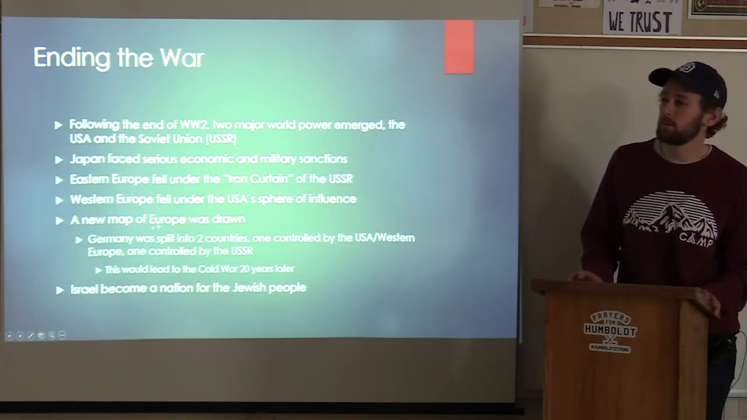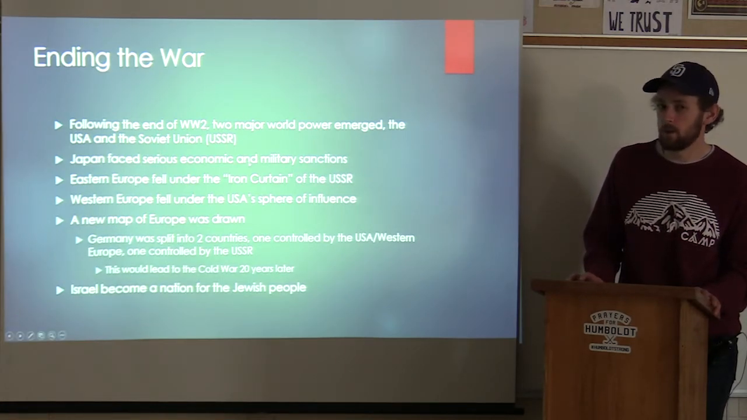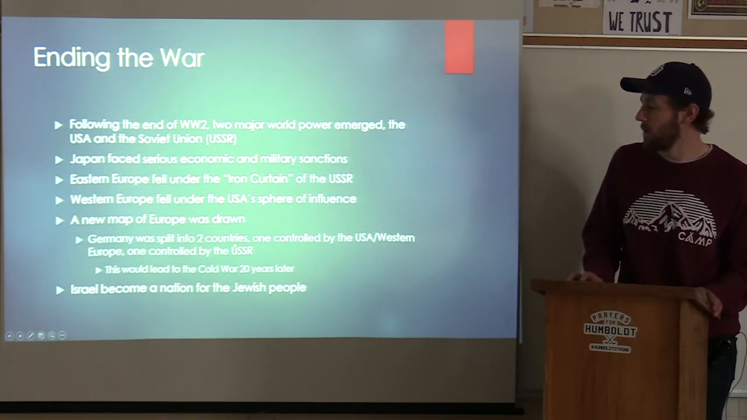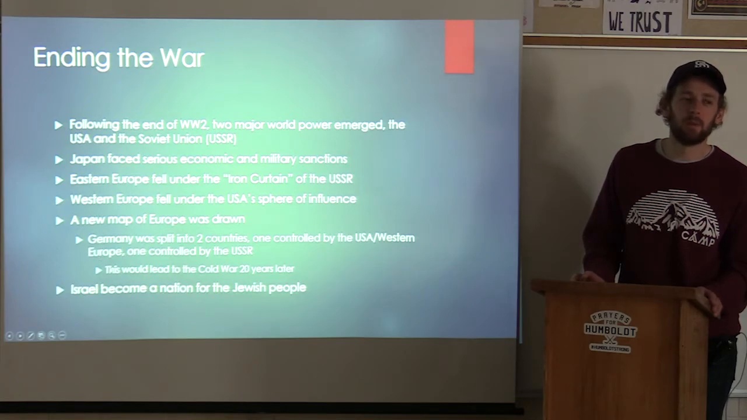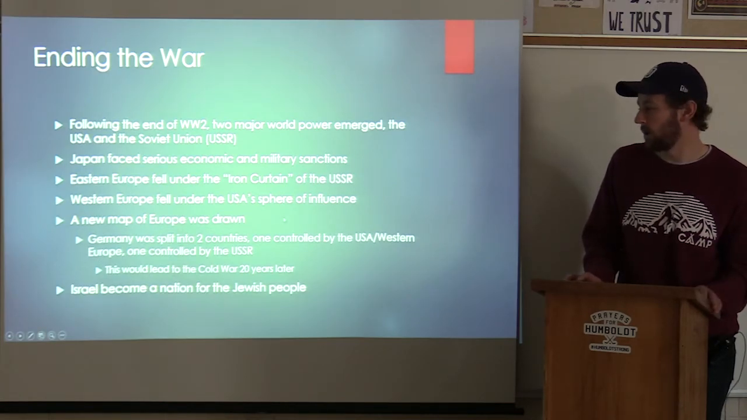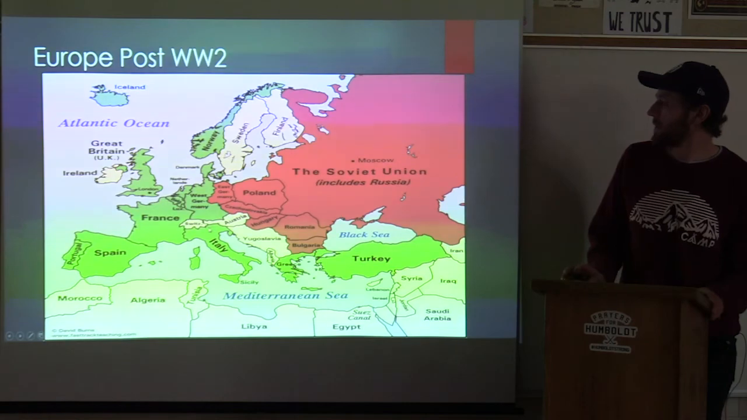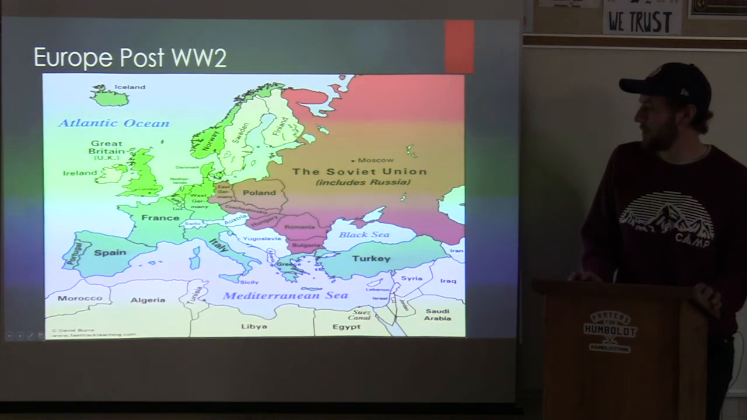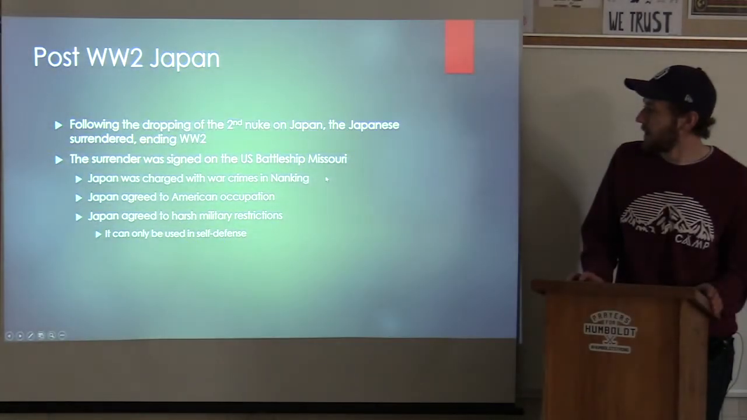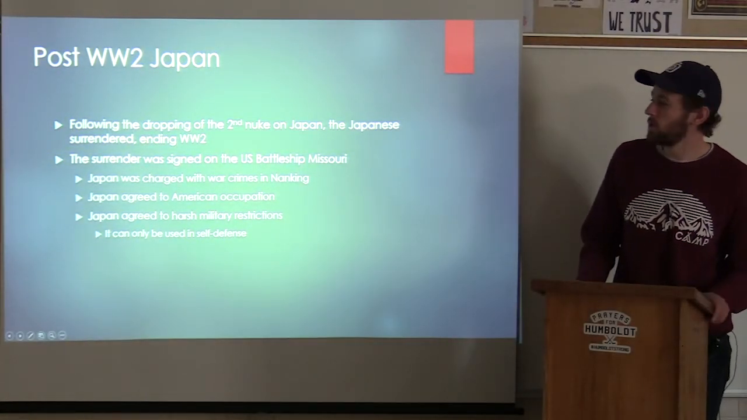Now, this conflict between the democratic Americans and the communist Soviets will lead to the Cold War 20 years later, and a new nation for the Jewish people is created in the Middle East, which we now call Israel. So here's a map of Europe post-World War II. Again, it's probably going to be kind of hard to see from the video, but you'll have access to these slides.